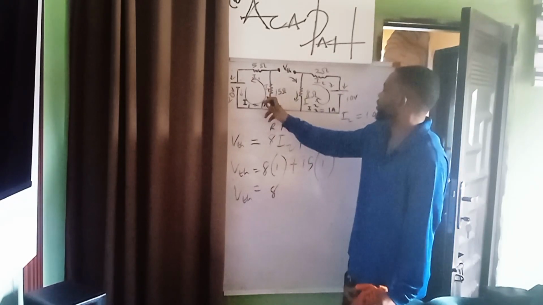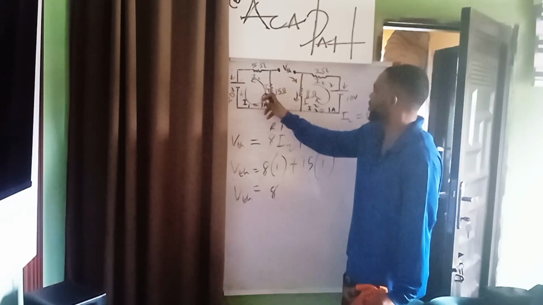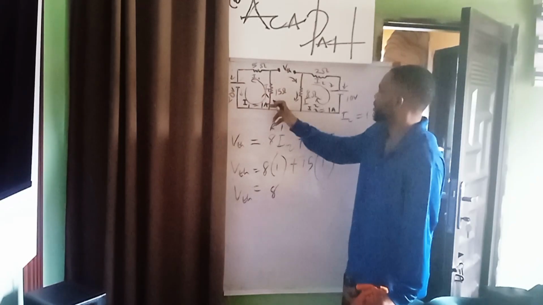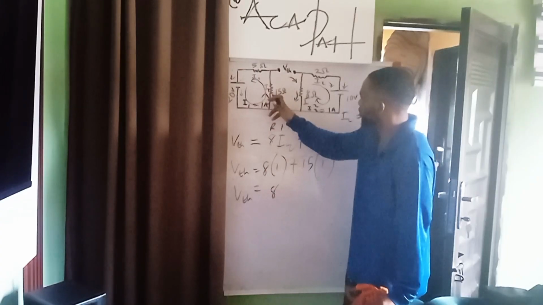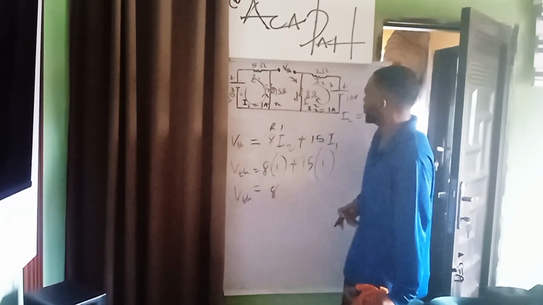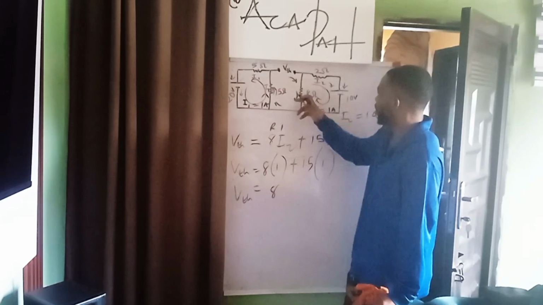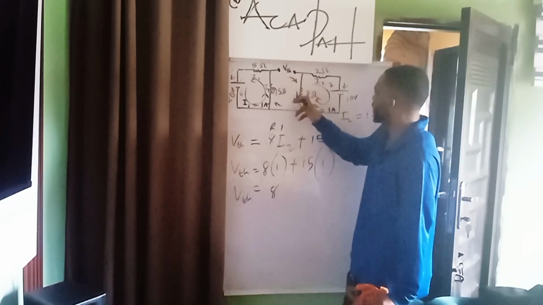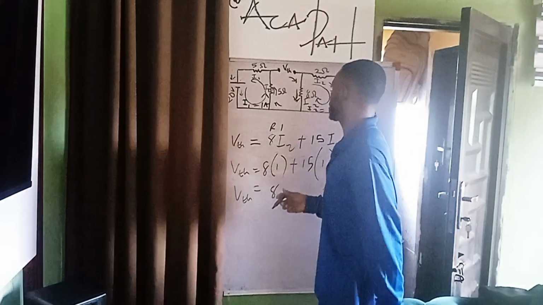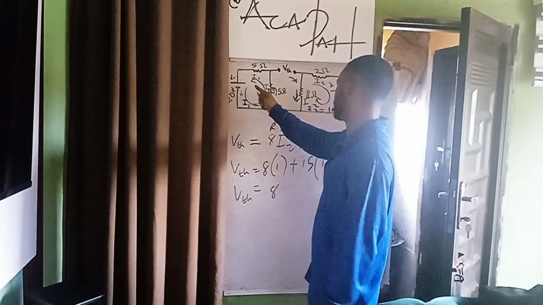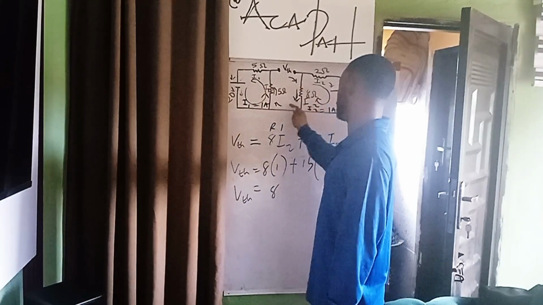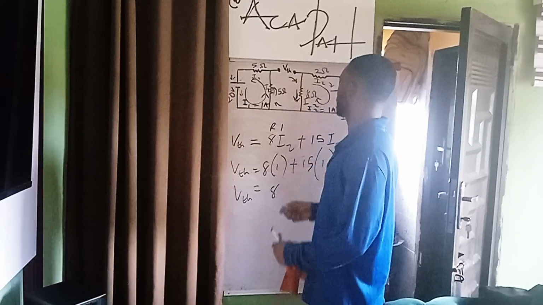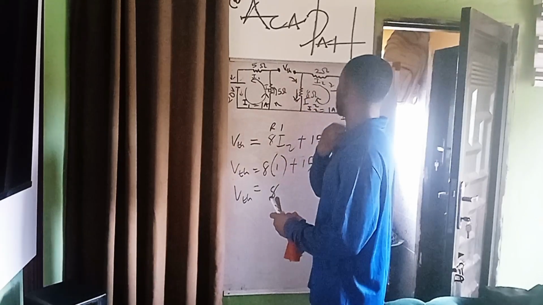See, at this point, notice that the arrow on this 15 is this way. That is your I1 on this. Your I1 on this 15 is going this way, right? Yes. While your I2 on this is going this way. Let's check it out. Coming this way.